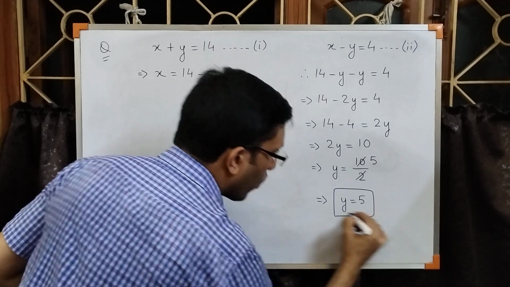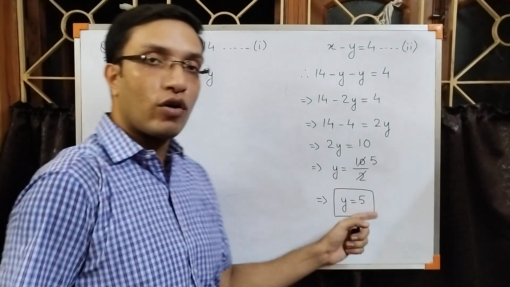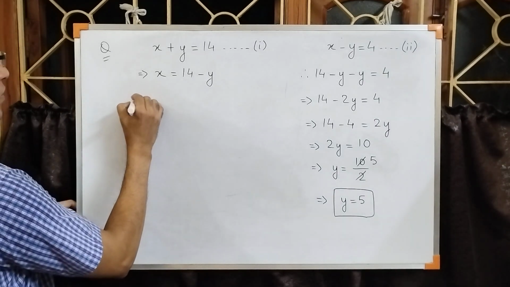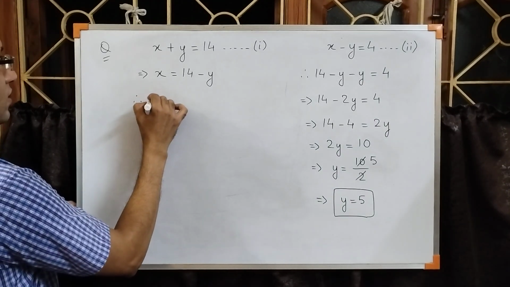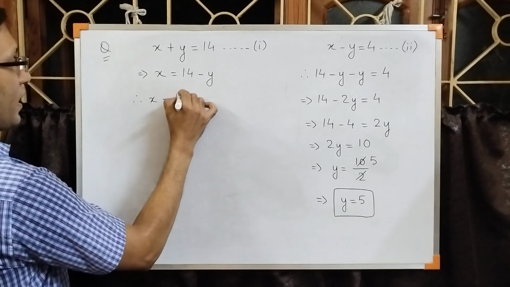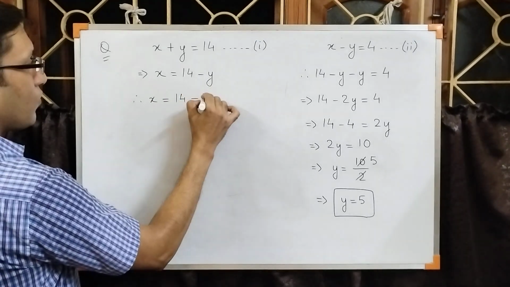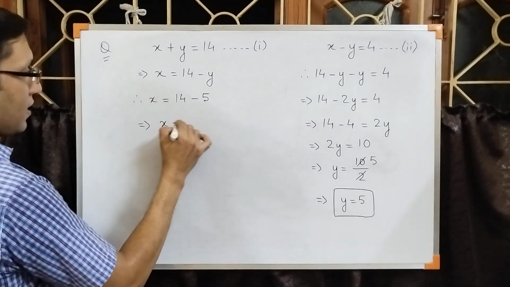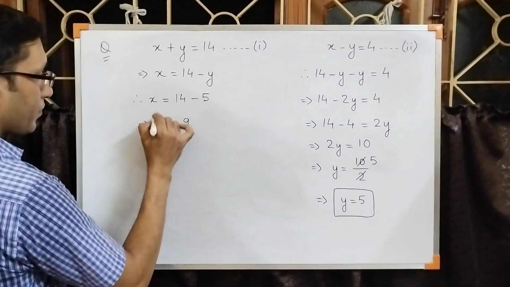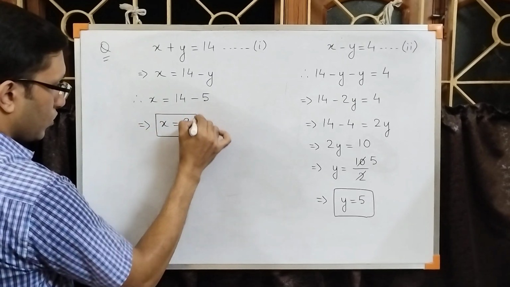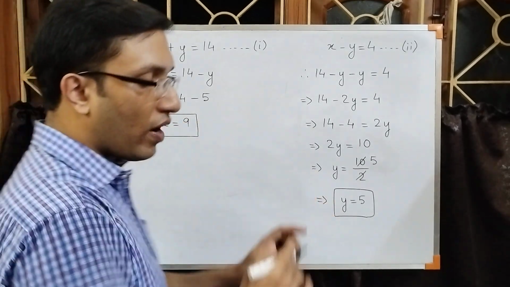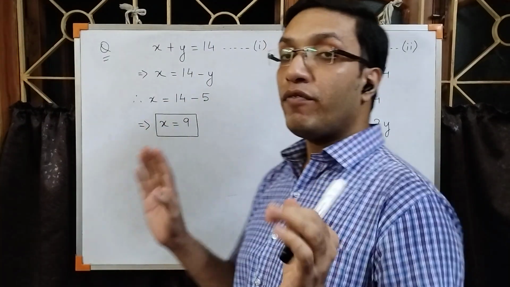Now this value of y is equal to 5, we will replace over here. Therefore, x is equal to 14 minus 5. So the final value of x is 9. So the final values of x and y are 9 and 5 respectively.